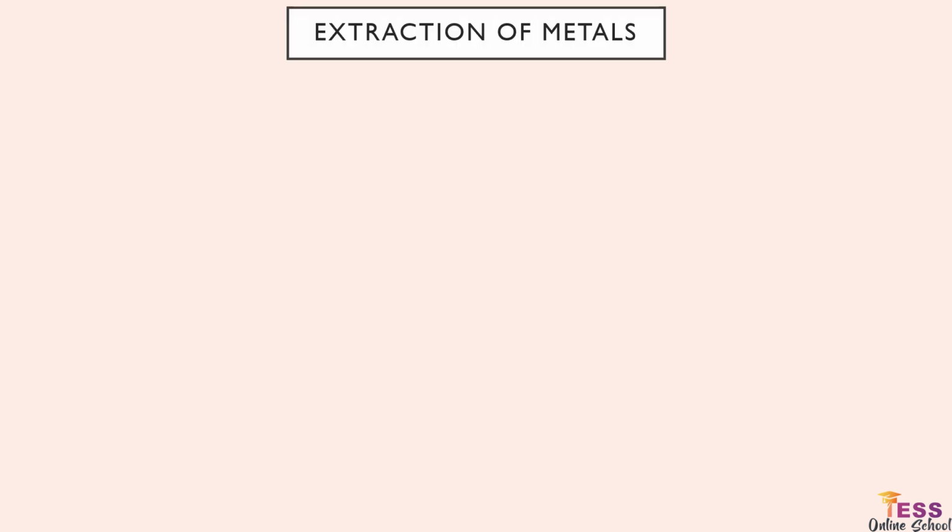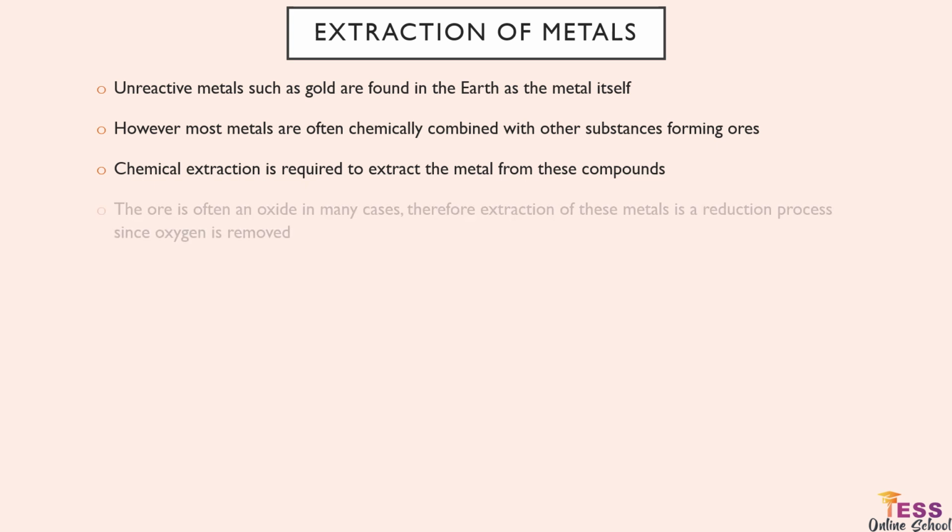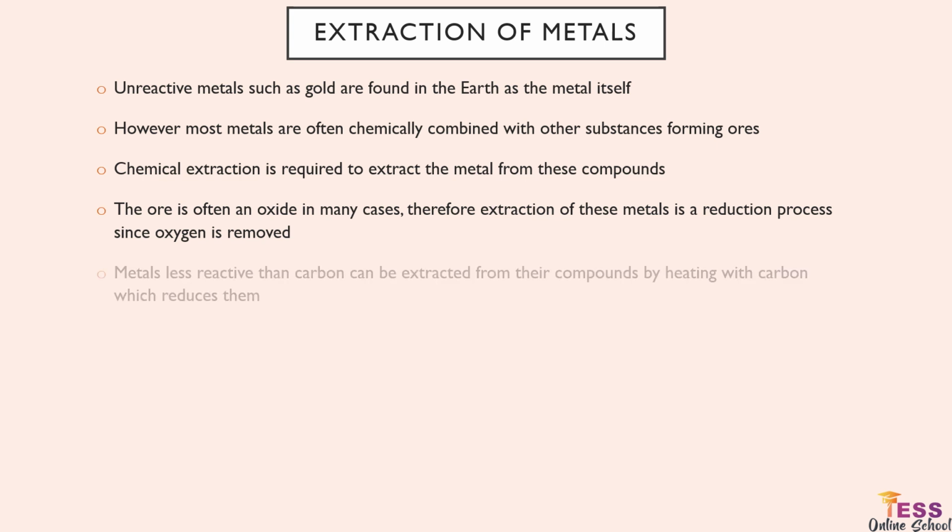Now, we have mentioned how hydrogen and carbon can be used to extract metals, but how does that actually occur? Unreactive metals such as gold are found in the earth as the metal itself. However, most metals are often chemically combined with other substances, forming ores. Chemical extraction is required to extract the metal from these compounds. The ore is often an oxide in many cases, therefore extraction of these metals is a reduction process since oxygen is removed. Metals less reactive than carbon can be extracted from their compounds by heating with carbon, which reduces them.